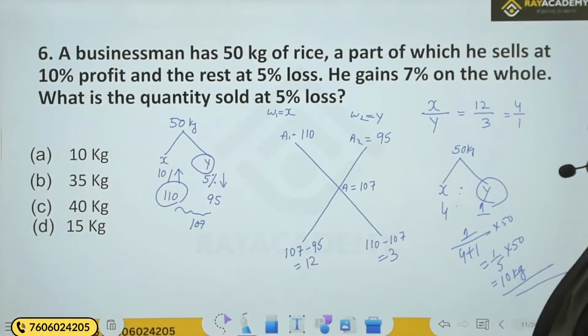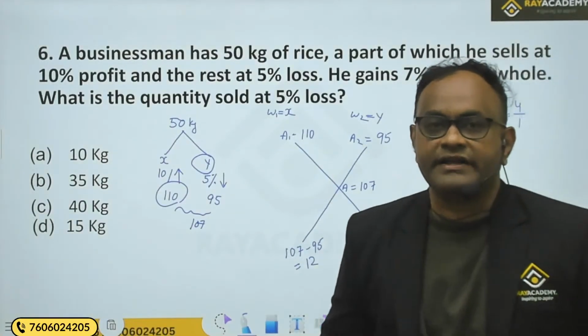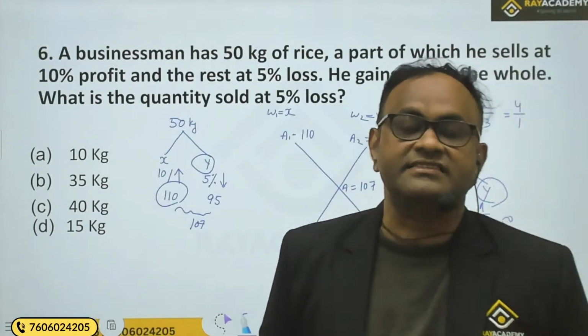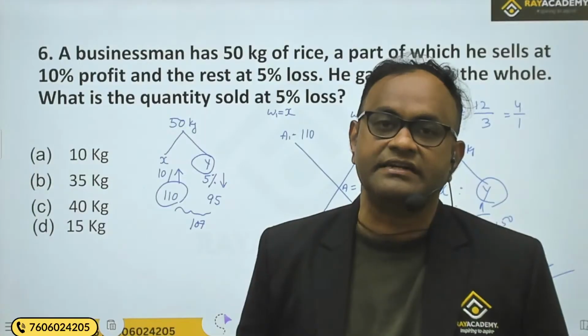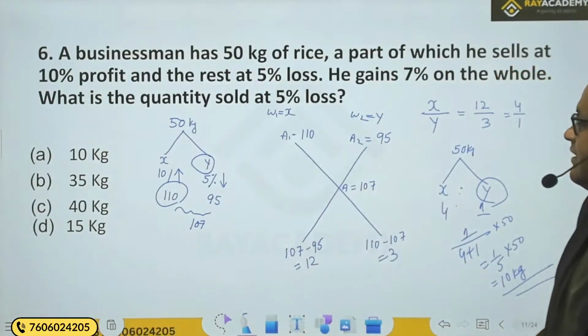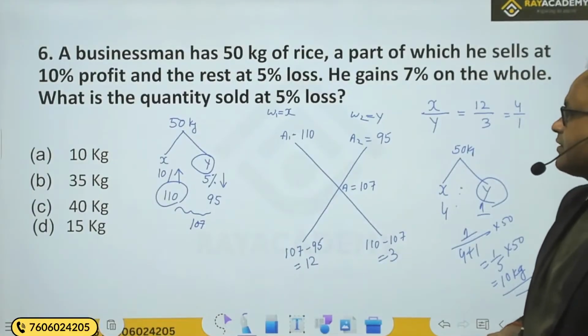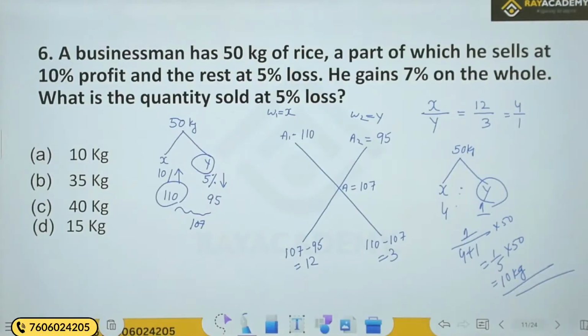So what is the learning from this question? A1, A2 in the alligation mixture are not necessarily just averages given in the question. These are some kind of average. Percentage is also a kind of average. Okay. So that is why we have taken 95. And this is 107. Hope it is clear to all of you.